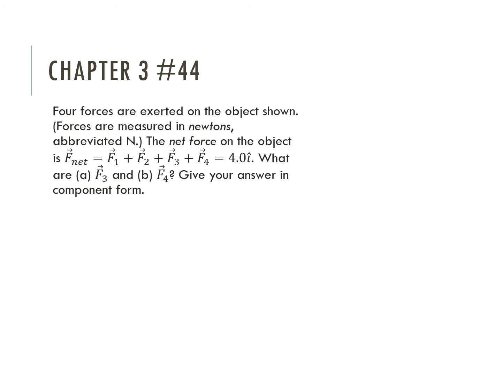This is number 44 from the back of the book. Let's read the question and look at the picture and see what's going on. So we have 4 forces. If we look at our diagram over here, we do indeed have 4 arrows. We're starting with this downward pointing one, and it moves around when it comes to labeling in a counterclockwise direction. It says the net force, so the net is the sum of all of the forces acting on this object, is 4.0 i hat. I hat again being the x direction.